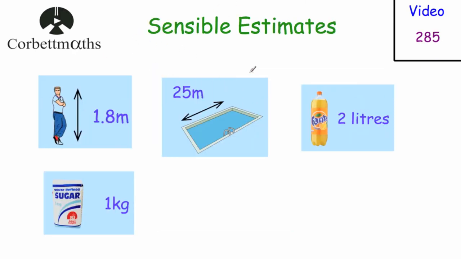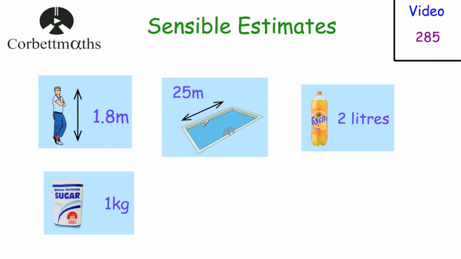Okay, and our next topic is sensible estimates, and it's important to be able to make sensible estimates for maybe the height of a building, or the height of a door, or the length of a bus, or the amount of liquid in a glass, or so on. And what I would do is I'd consider the items around you and make sure that you're aware of maybe some of the lengths of them or heights of them, or maybe how much liquid something contains, or the mass of certain objects. So for instance, the height of a person, roughly 1.8 meters.